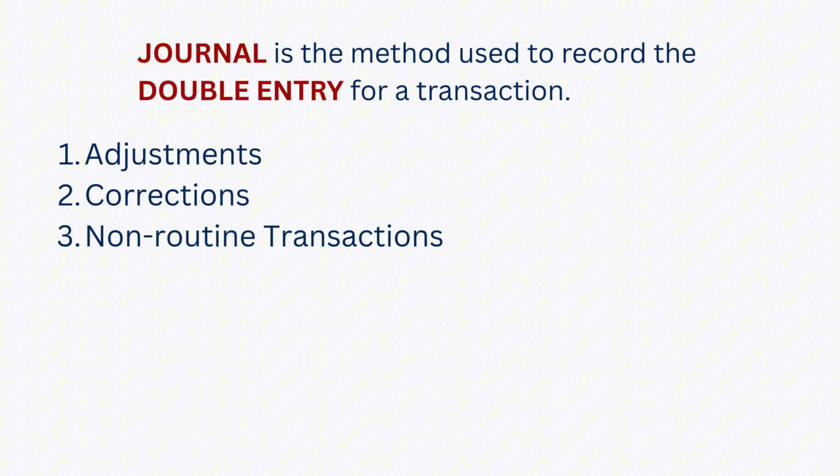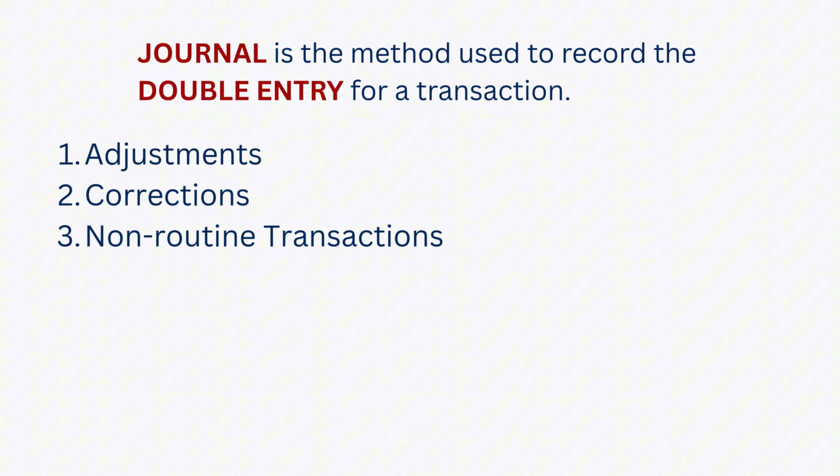If journal entries confuse you, debit or credit, which side goes where, you're not alone. In this video, I'll explain journal entries in a simple way. A journal entry is the method used to record the double entry for a transaction.